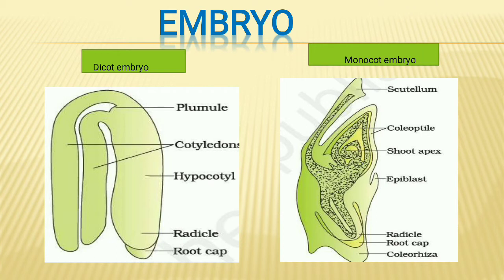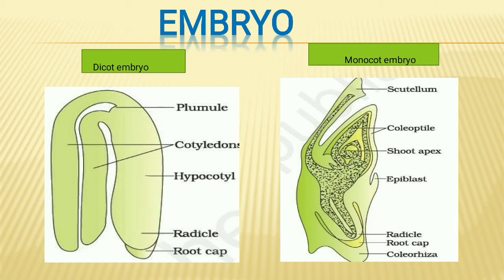This is the comparison of the embryos of dicot as well as monocot. The axis below the cotyledons we call the hypocotyl, and these two are the cotyledons. This is the plumule where the shoot arises, and this is the radicle where the root will arise in the dicot. What is the main difference between dicot and monocot? Dicot consists of two cotyledons, whereas monocot consists of a single cotyledon.